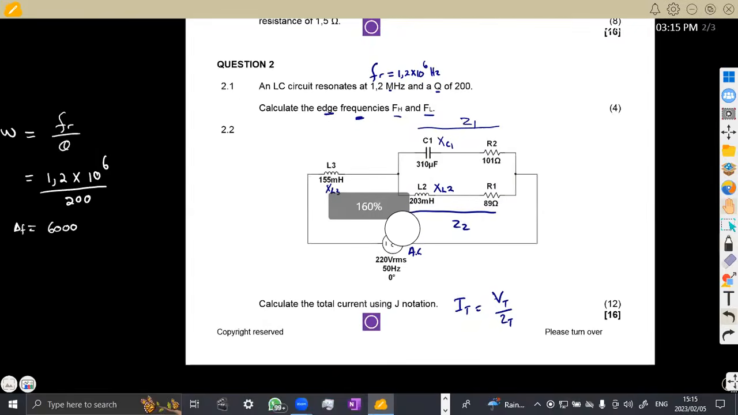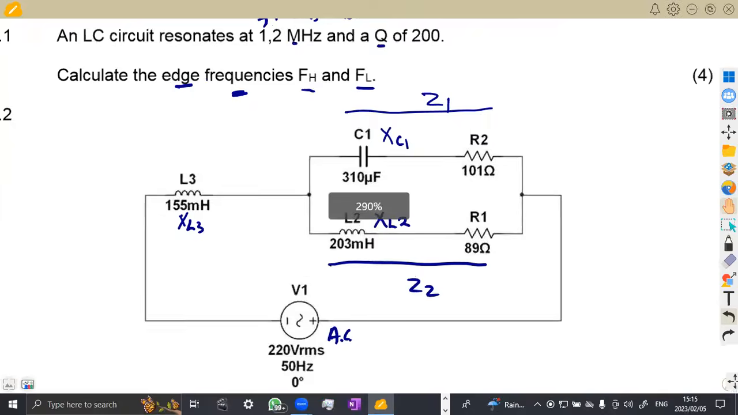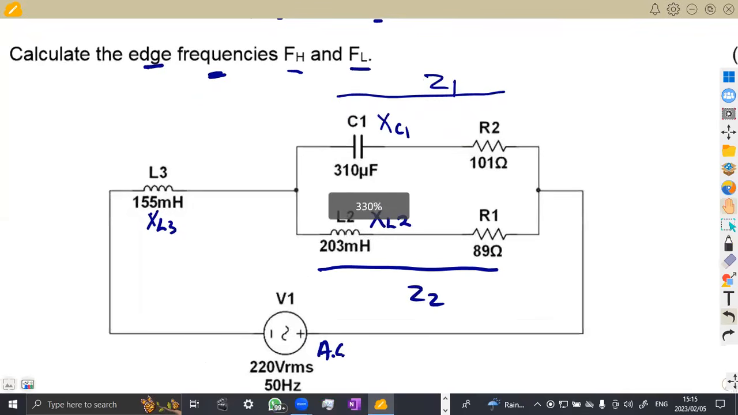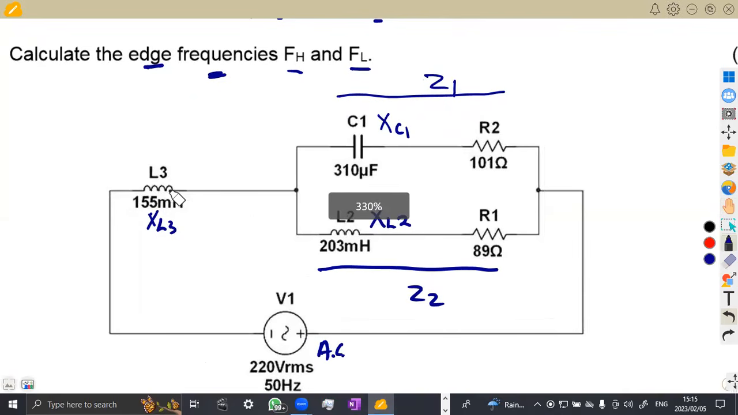So we calculated this combination here, these two, we combine them together. After combining these, we can see that we are left with this part of XL3, which is now in series to that combination, because it's now a single combination here. So we are supposed to add our XL3, not the inductance, but our XL3, which is best for you to add in a rectangular form.